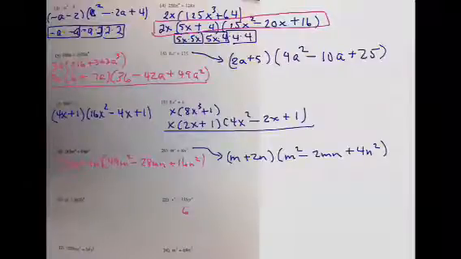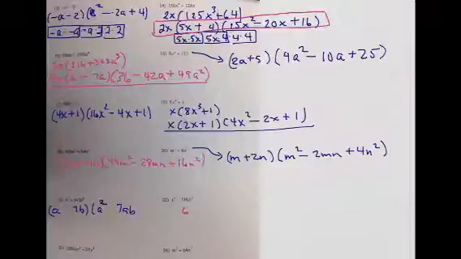Number 21. Cube root of a cubed is a. Cube root of 343b cubed is 7b. So we square the first one. We multiply the a by the 7b, so it's 7ab. And we square the 7b, so that gives us 49b squared. So same sign, opposite, always positive.